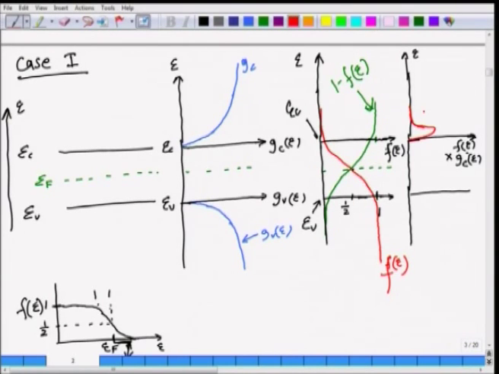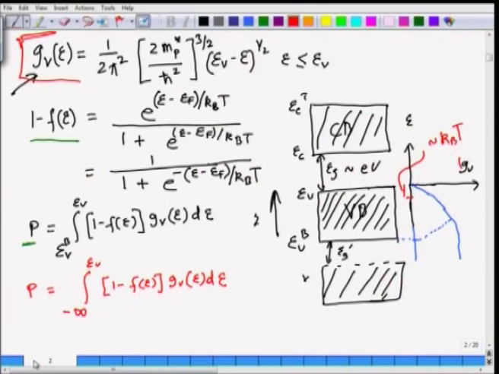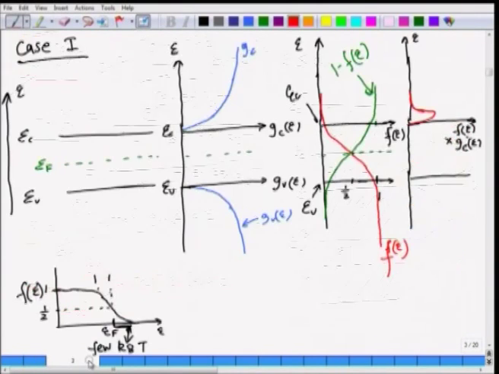And similarly, if I want to plot the product of 1 minus f of e and g v, which will be used to calculate p, then let us look at how that will look. So, we take 1 minus f e, which is the green line, and multiply with this g v curve and plot that. That I am going to plot on this axis. Let me first plot it and then write the label.